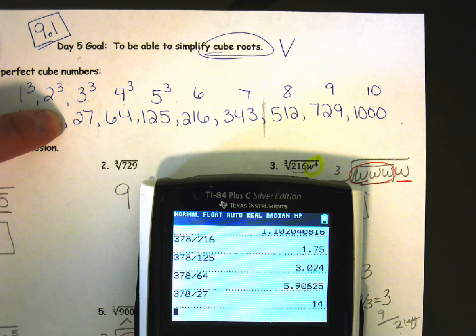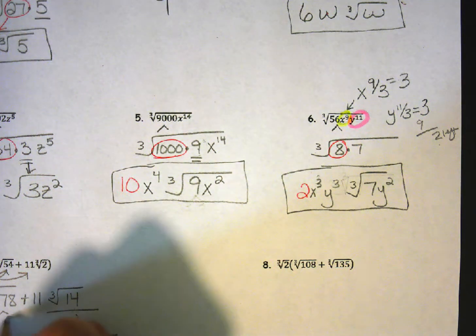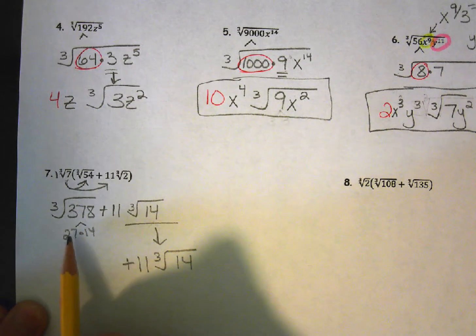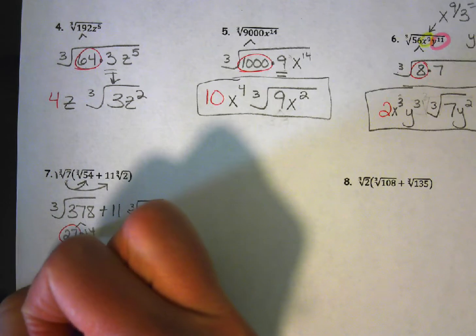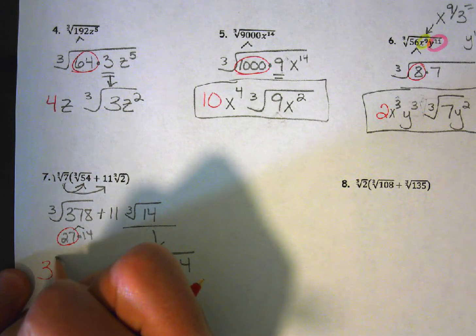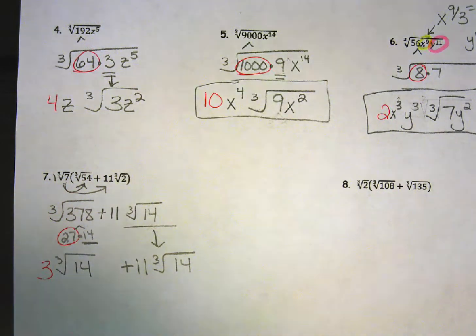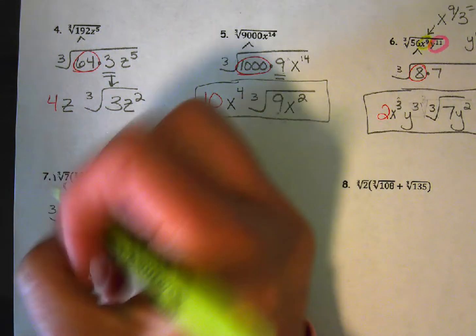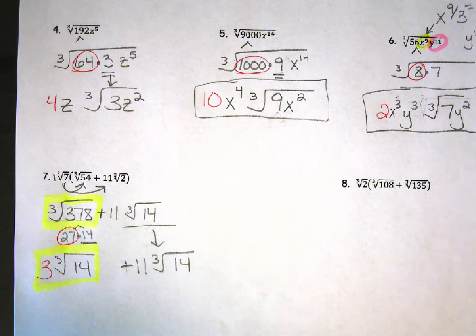So this is going to be 27 times 14. So what is the cube root of 27? The cube root of 27 is just 3, okay? And then I have the cube root of 14, which is left. So that is just if I were to reduce this down. So those are equivalent, okay?